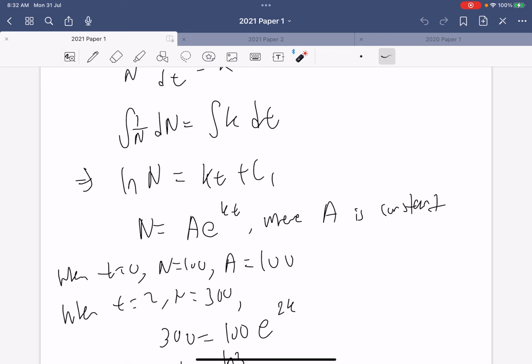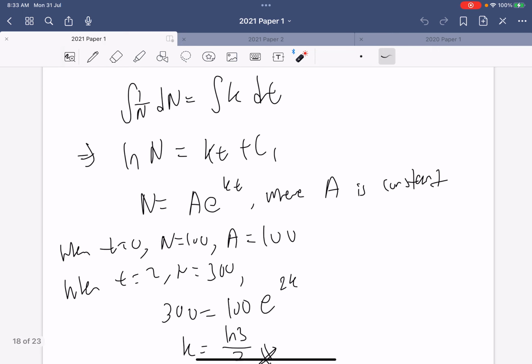So you can straight away write this if you remember it well. Or you can just do what I did to help you derive it. So we just raise to e. So now the e^(c1) becomes a. So now it's a e^(kt), which is easier.